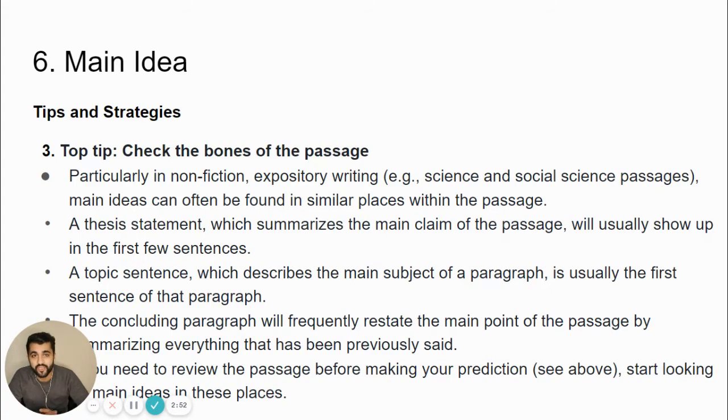Number three is check the bones of the passage. Particularly in non-fiction, expository writing, that is science and social sciences passages, main ideas can be found in similar places within the passage. A thesis statement, which summarizes the main claim of the passage, will usually show up in the first few sentences. A topic sentence, which describes the main subject of a paragraph, will usually be the first sentence of that paragraph. A concluding paragraph will frequently restate the main point by summarizing everything that has been previously said. You need to review the passage before making your prediction and start looking at the main ideas in these places.